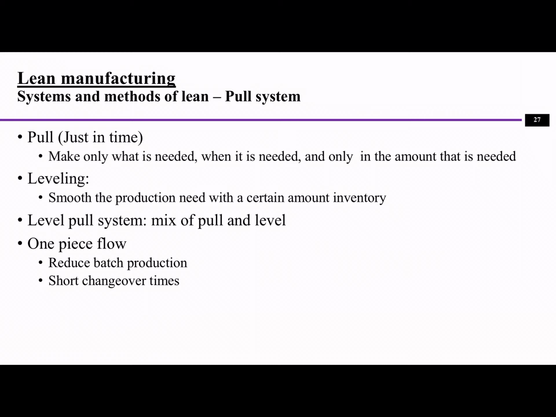So that's why sometimes we also have leveling. Leveling means we smooth the production need with a certain amount of inventory. We're still going to keep a little inventory just to make sure that there are no waitings and no shortage of materials that cause delays, because we cannot produce if I don't have materials, right? So that's leveling. It's still going to keep a little bit of inventory. A mix of leveling and pull is called a level pull system. It's a mix of pull and level.